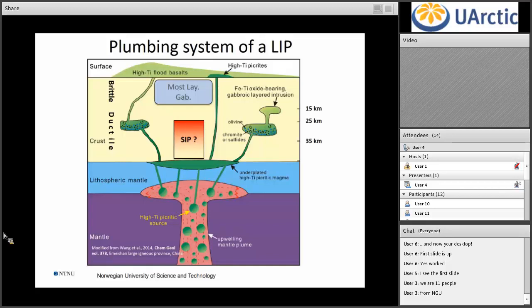And I don't know, you can probably not see my pointer. Can I use a pointer here, Melanie?